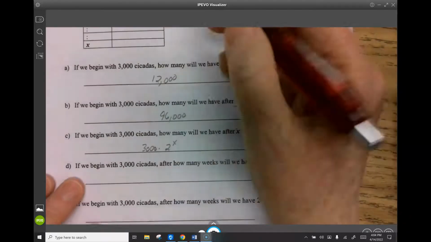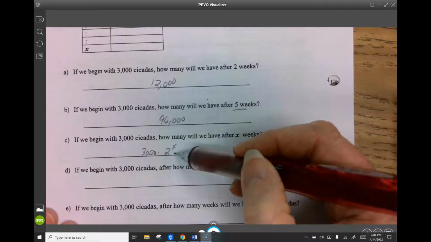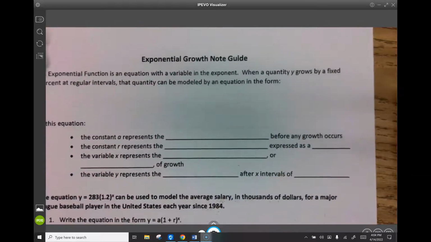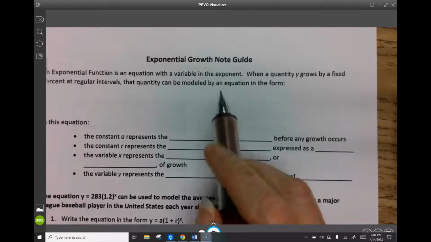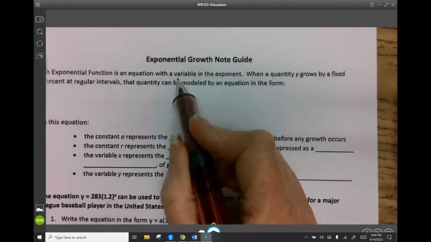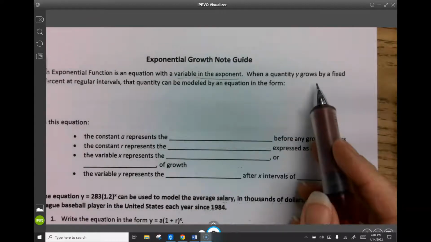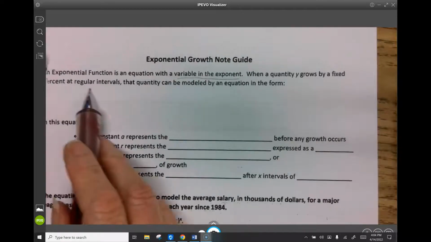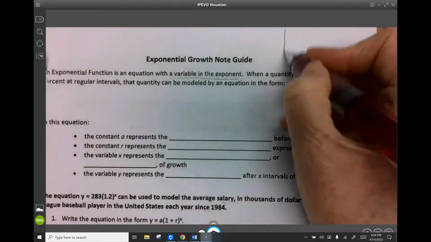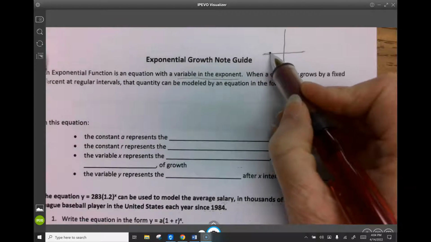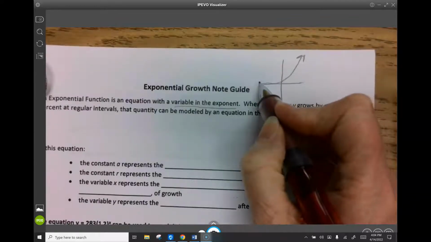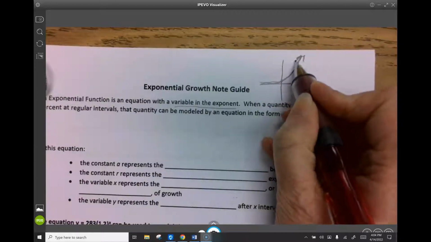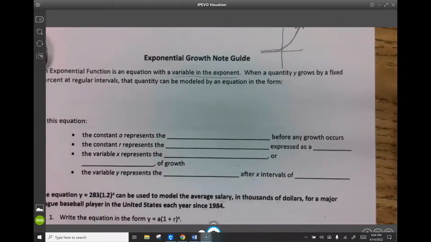So anyway, I want you to see where this comes from, and we're going to talk more about this right now with exponential growth. Okay, so turn to the next page, which is page 13, exponential growth note. The exponential function is an equation with a variable in the exponent, and a quantity grows by a fixed percent at regular intervals. An exponential growth is going to look like this because it's going to grow exponentially. You'll see that more as we write the equation.